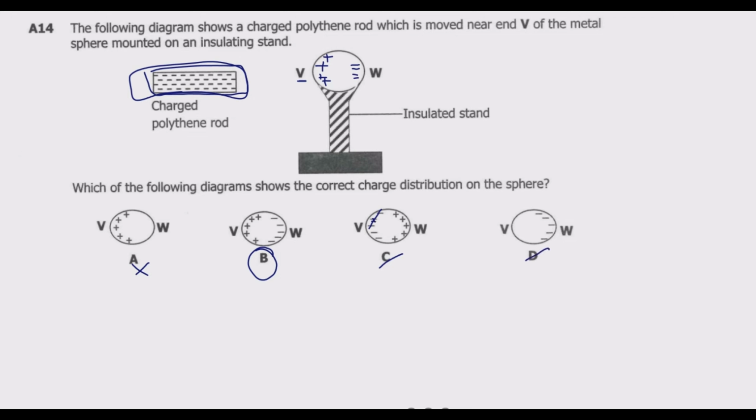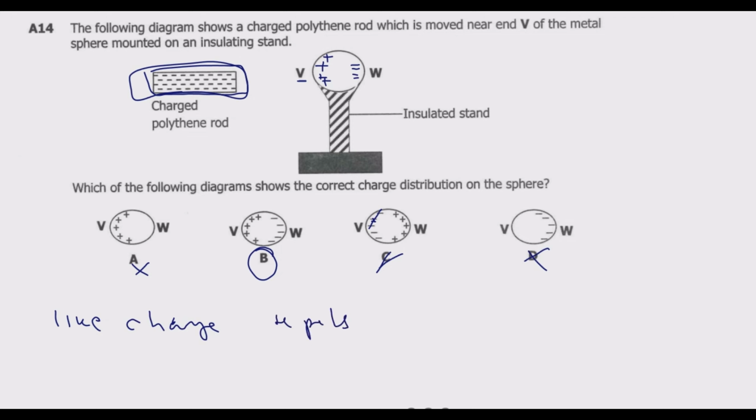Then also D is incorrect. So B is the correct answer. So remember what the first law of electrostatics states. This is again one of the most common questions in exams, so it's better that you know this.